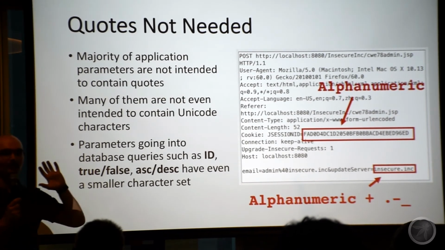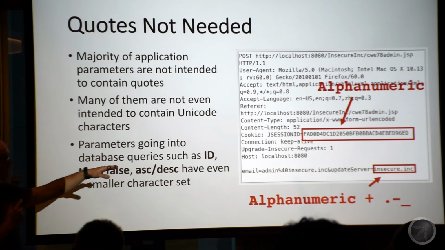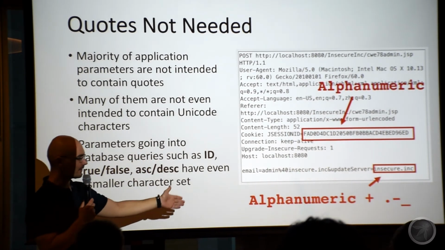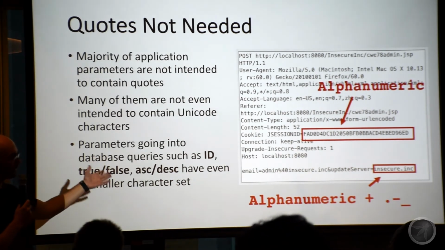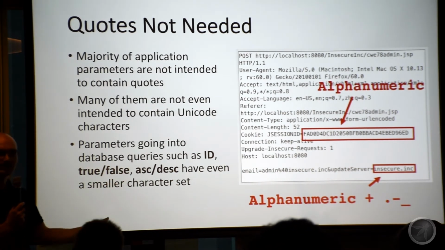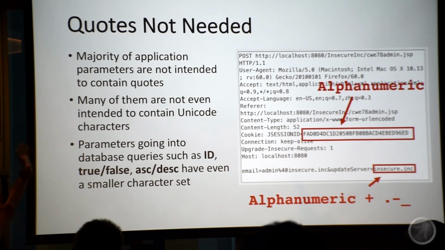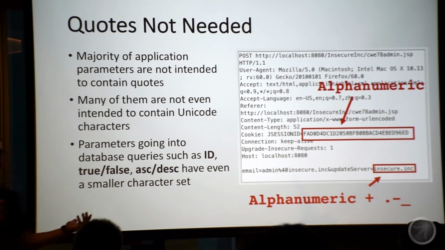Okay, so if you look at your HTTP request, we have there a cookie, which is a hexadecimal number. Then you have a host name, which is alphanumeric plus dots and dashes, not quotes. So a lot of the parameters there, it's clear they don't need quotes. Parameters going into database queries, such as an ID from a user, which is numeric, true, false, ascending, descending. They even have a small character set, and they're ASCII characters.